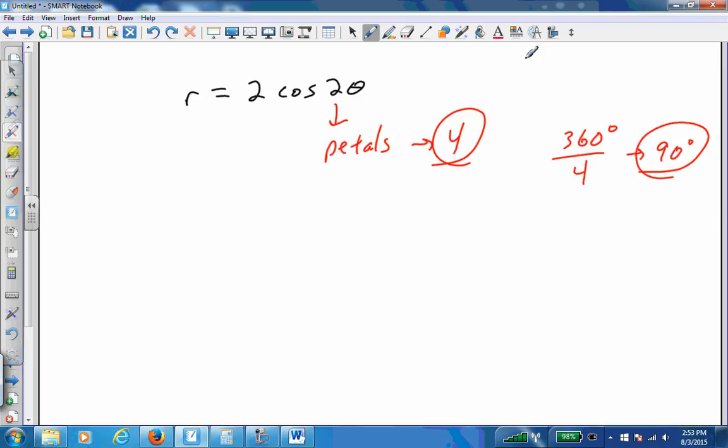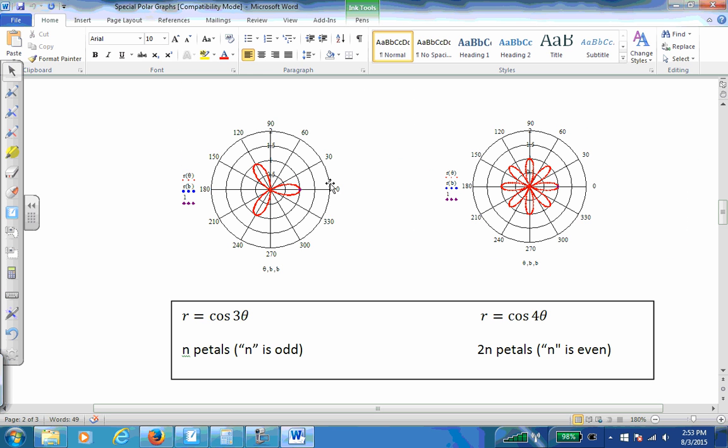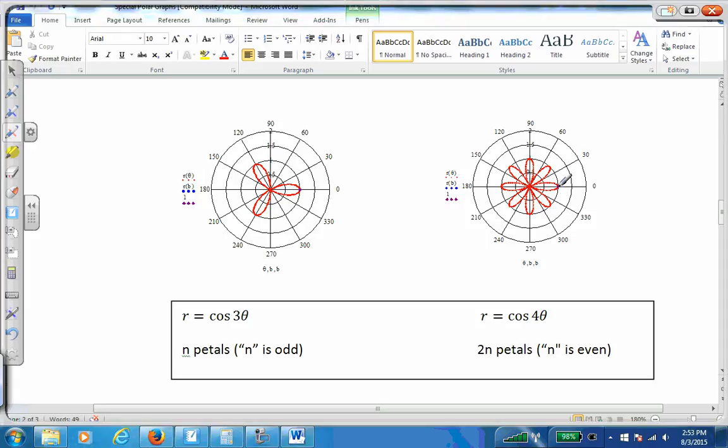Keep in mind that in order to get the tip of a petal, that's when the radius is the largest possible. So, like out here, that corresponds to a maximum radius. This corresponds to a max radius.